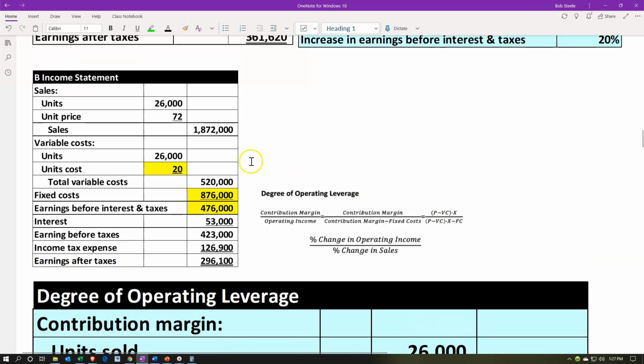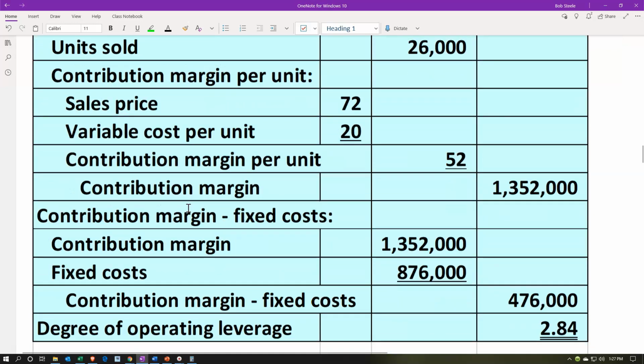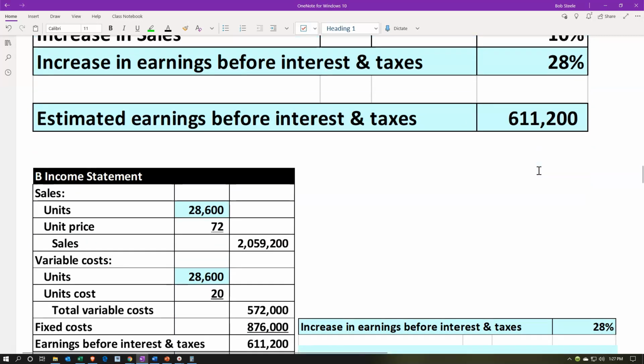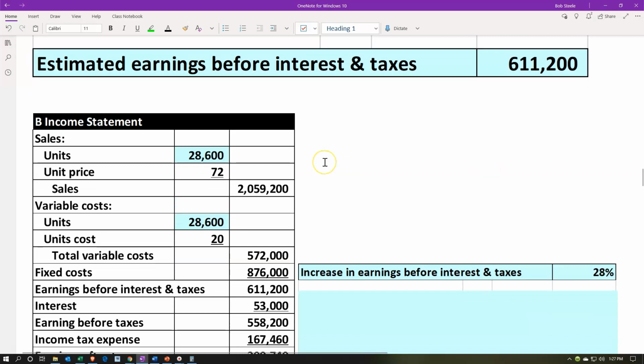So in other words, if there was an increase in sales top line number, then we're saying that the earnings before interest and taxes would now increase by the 28%. If there was a loss, a decrease in sales by 10%, then the earnings before interest and taxes would decrease by 28%. So if we were to plug that back into our formula, let's kind of prove that. We're going to put that into the income statement.